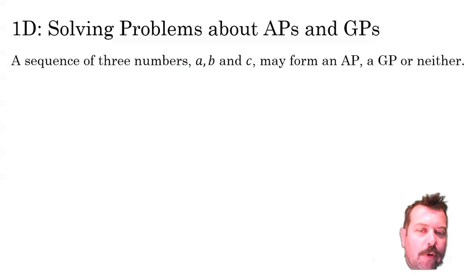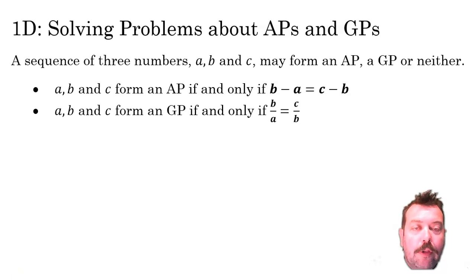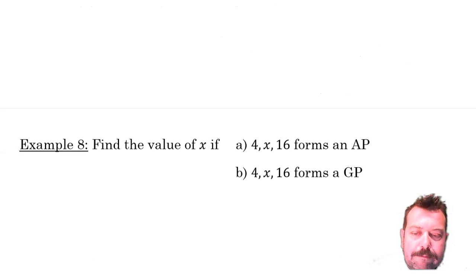Now one of the things we want to remember is that if I have three consecutive numbers, or three numbers that form a sequence, so they're in order, A, then B, then C. If B minus A equals C minus B, if they have a common difference, we have an AP. If B divided by A equals C divided by B, then we have a common ratio, which means we have a GP. Those are important. That's what we're going to apply here today.